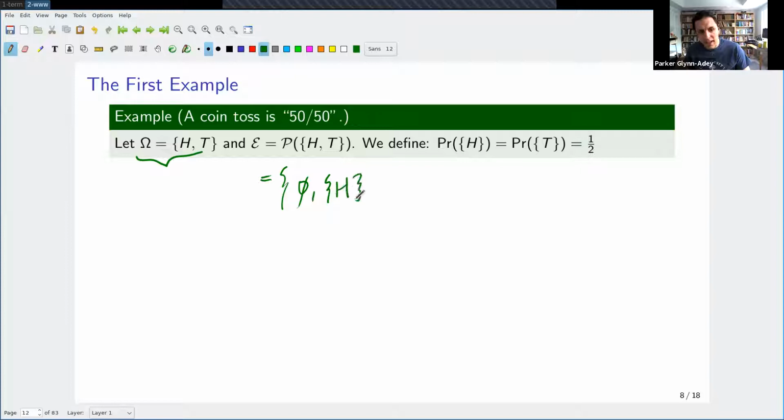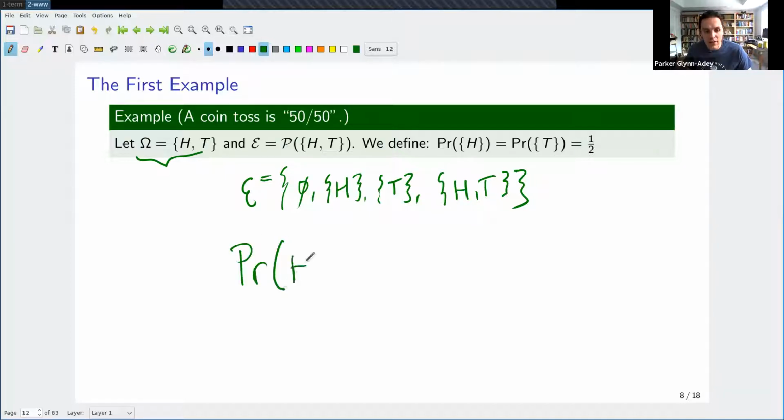The set containing heads is in there. The set containing tails. Heads, tails, right? So our events are all possible combos of heads and tails. And then we're defining a probability. And we're saying the probability of heads is equal to the probability of tails is a half.